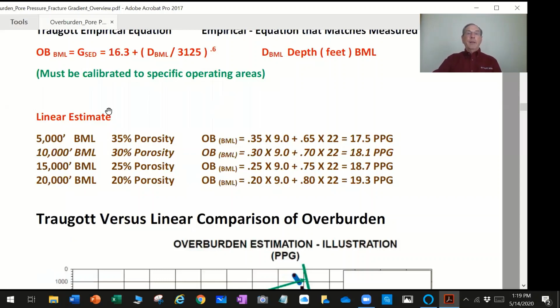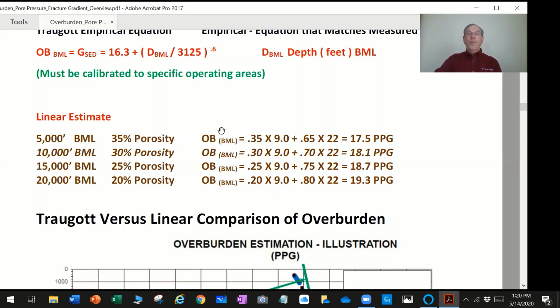Now, a linear estimate that I like to use, in fact, it's really the only one I do use because it's so simple to remember. I've already said that at the mudline, porosity is about 40%. So if you're 1 foot into the sediments, that top layer of sediments is probably around 40%. But at 5,000 feet below the mudline, you can think of the average of the 5,000 foot layer being about 35% porosity. So from mudline down to 5,000 feet below the mudline, the average porosity is 35%.